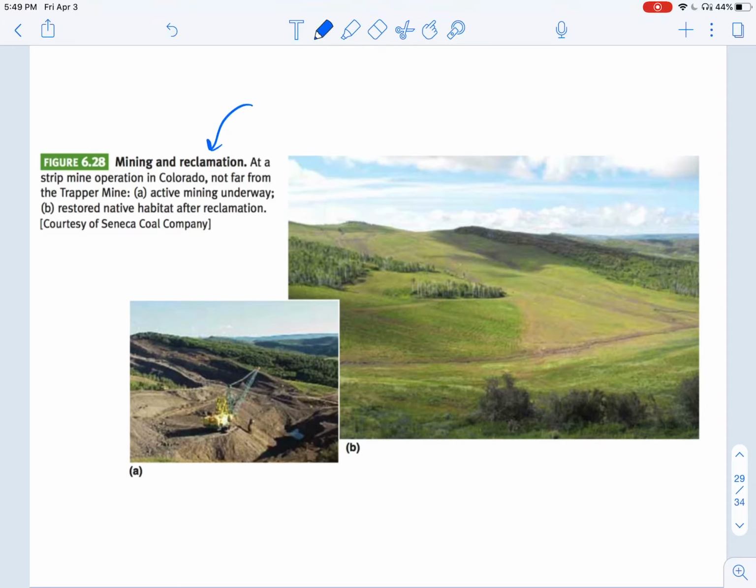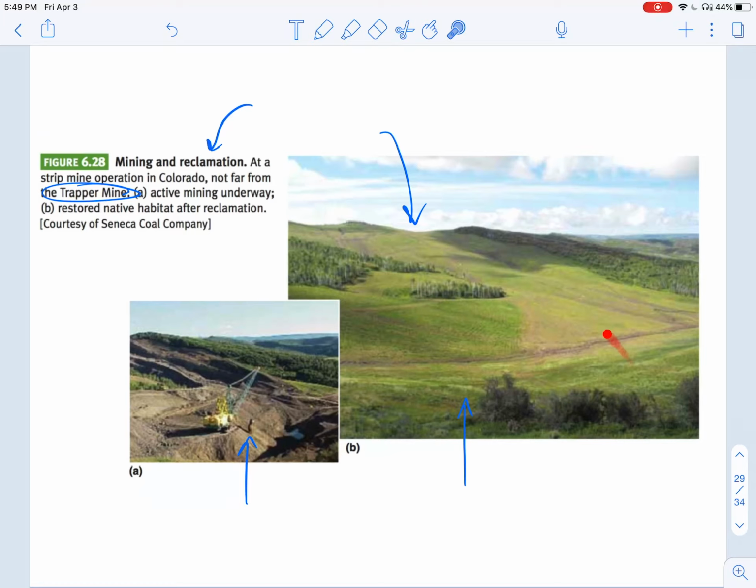Coal mining, there are some rules in place for coal mines. They actually make them turn their land back into a livable habitat. The Trapper mine in Colorado is one of those that's used as a case study as a really good example of it. They're apparently very meticulous in keeping all of the topsoil and all of the soil that they pushed away, and then putting it back once they're done. So this is an example of when they were actively mining versus when they were done mining.